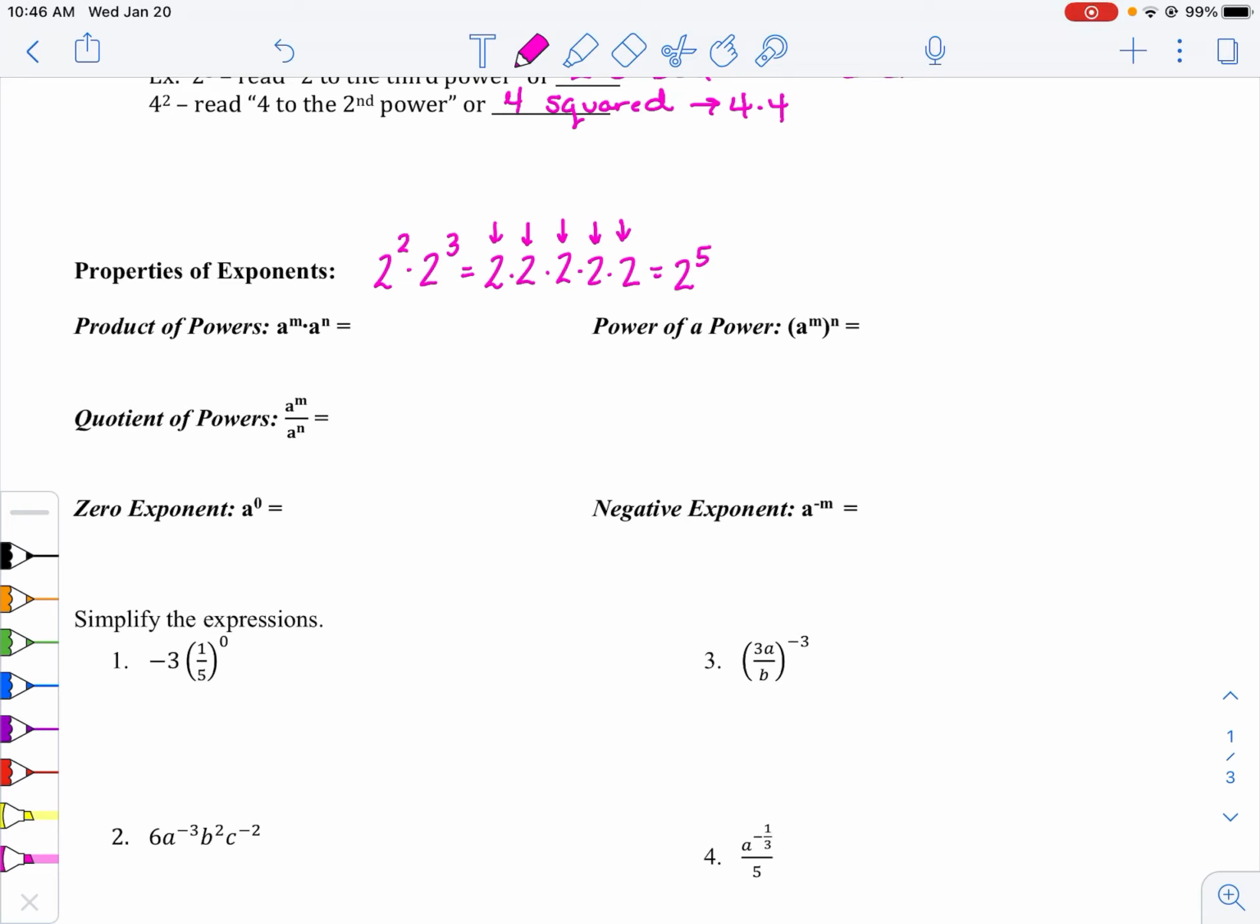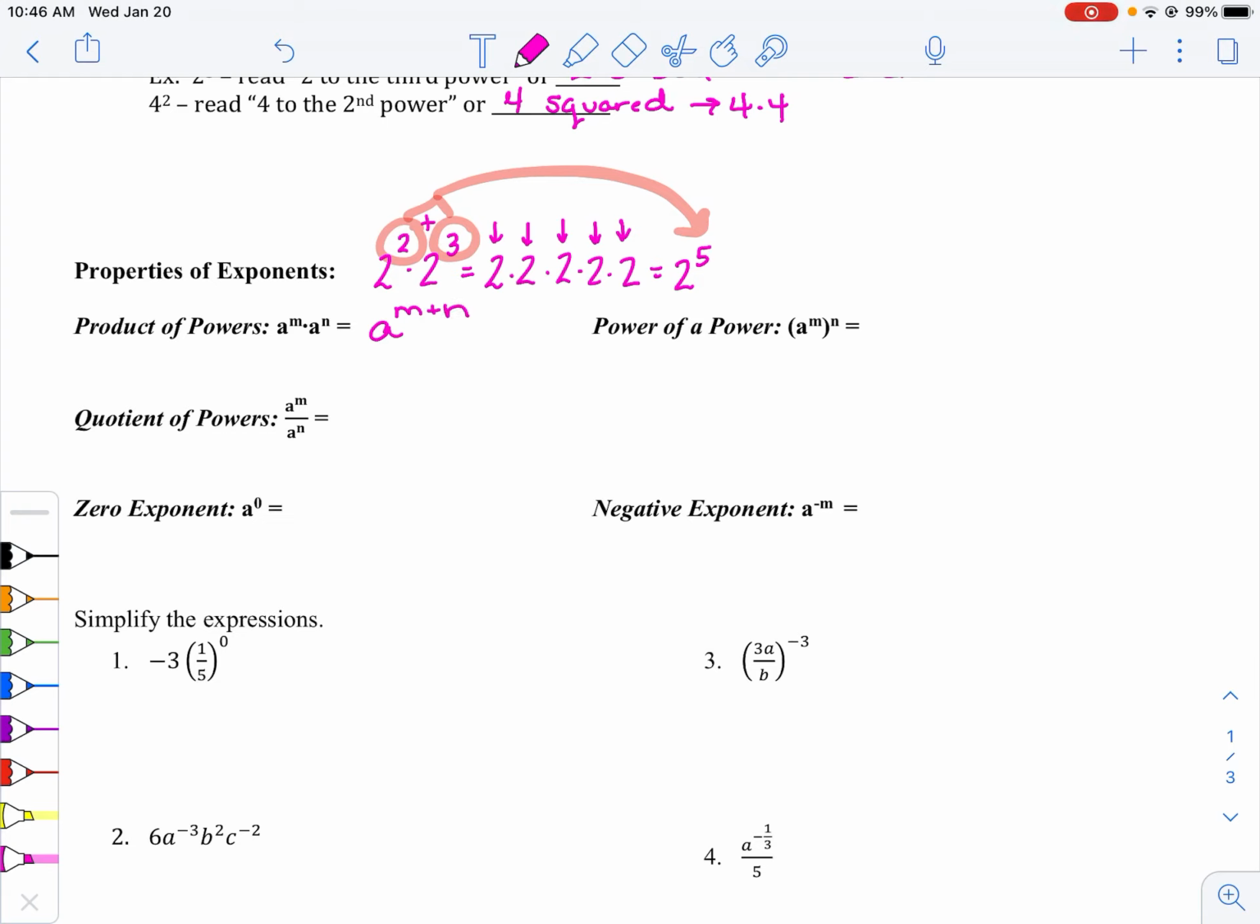So then think about, how are this 2 and this 3 related to the number 5 using just the basic operations of addition, subtraction, multiplication, or division? If I add 2 and 3, I get 5. That is what is happening here. So for a product of powers, where I have a to the m times a to the n, I'm going to add the powers and get a to the m plus n.